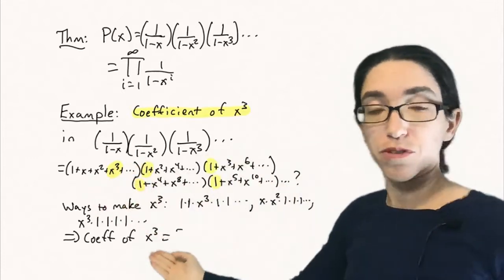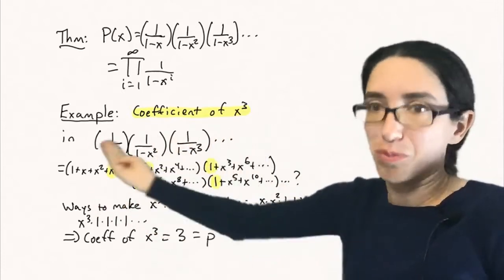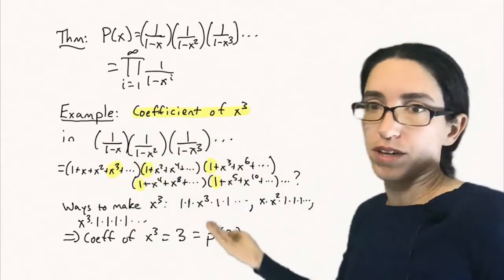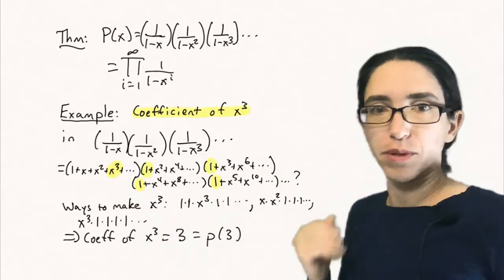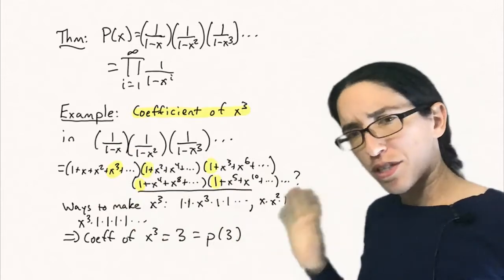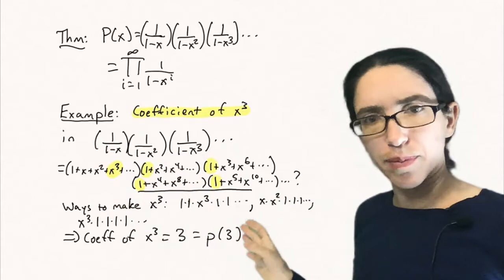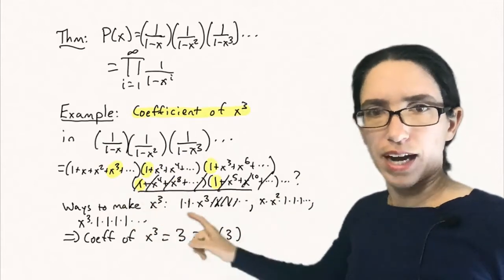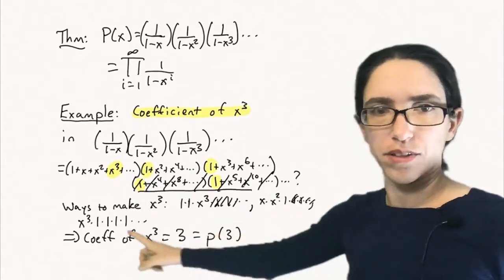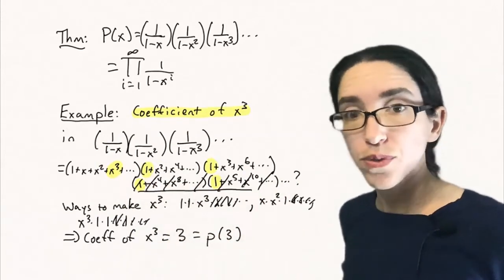The coefficient of x cubed, first of all, is well-defined, even though it's an infinite product. And you can see that it's going to be well-defined in general. And that coefficient is 3, and that is the number of partitions of 3. Now, which partitions do these correspond to? Let's think about that a little more. So again, we can ignore these factors.